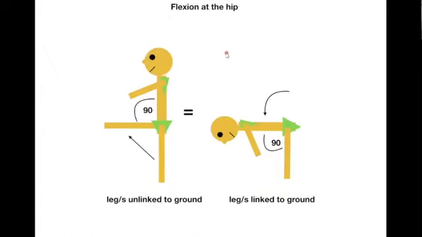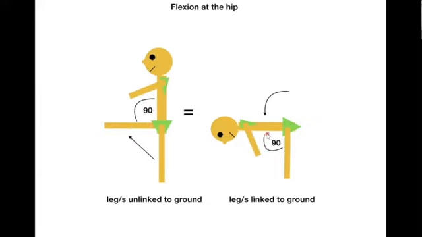Flexion of the hip is a little more complicated or misunderstood. So when you're making this movement right here, when your legs are grounded, they're linked to the ground, and your whole upper trunk moves down, decreases this angle to 90 degrees. This is called flexion at the hip right here. This is also called flexion of the hip. So now one of your legs is unlinked, but you see it's causing the same angle difference. You're doing the same movement.